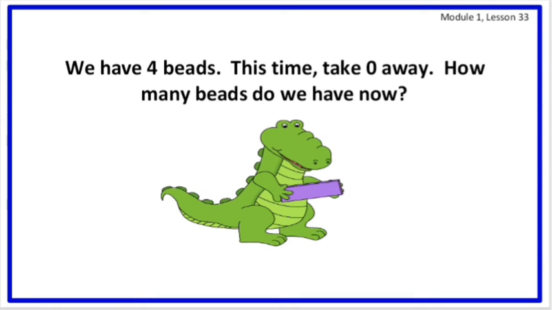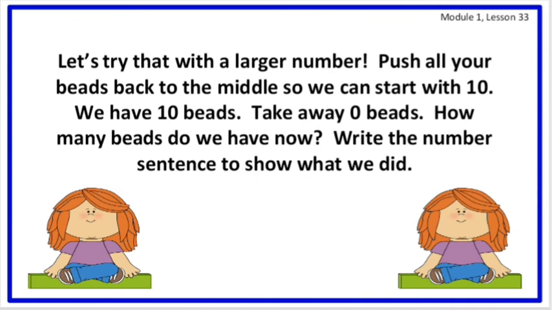This time, take 0 away. So 4 beads, take nothing away. That leaves us with how many? 4 is still 4, because 0 means nothing. So 4 minus 0 simply means I will not take anything away from the 4. Okay. Now let's try that with a larger number.